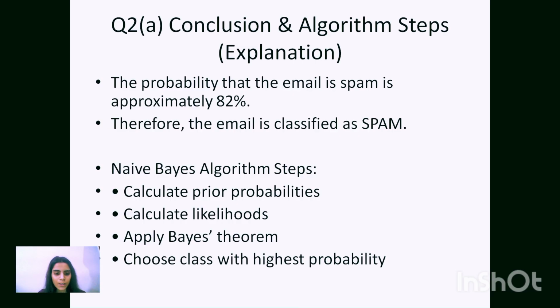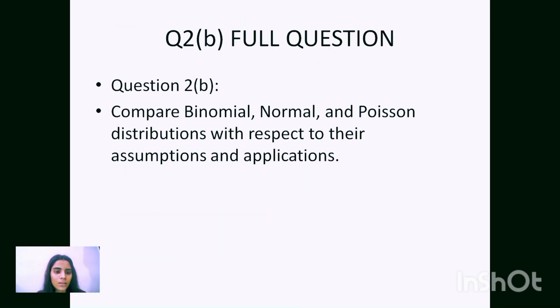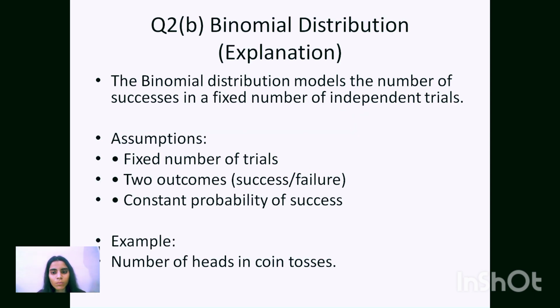After it, the question number second B part is: compare binomial, normal, and Poisson distributions with respect to their assumptions and applications. So the binomial distribution models the number of successes in a fixed number of independent trials. Assumptions: fixed number of trials, two outcomes, constant probability of success. Example: number of heads in coin tosses.